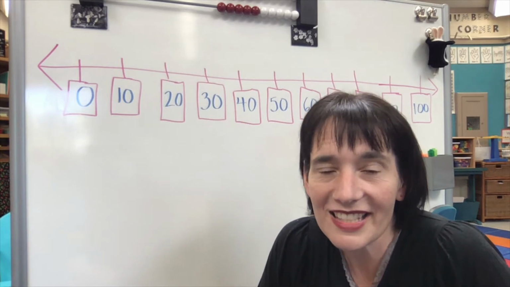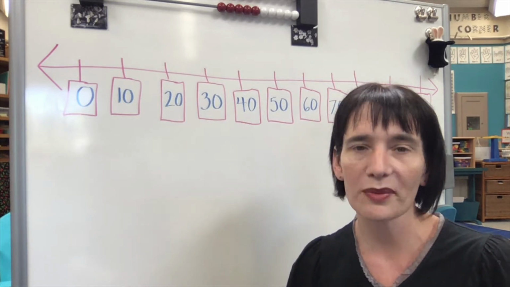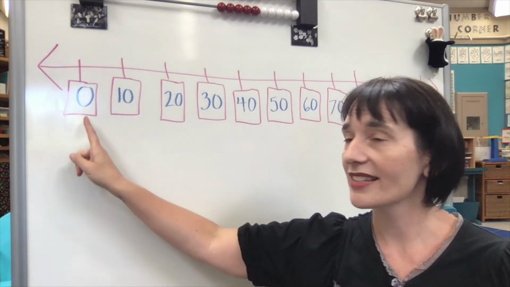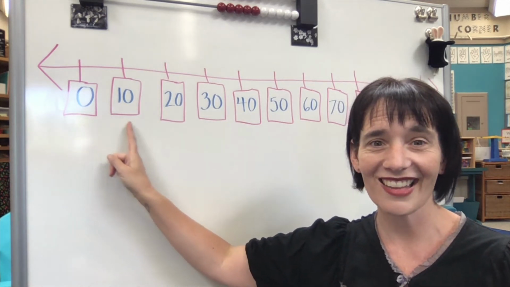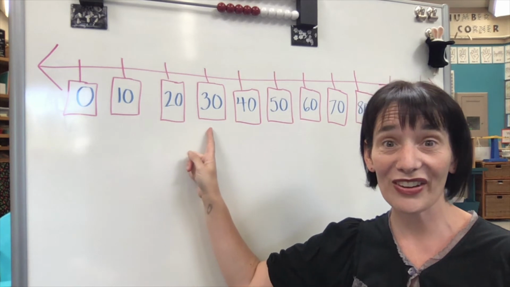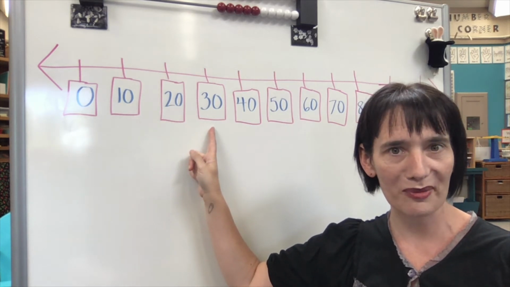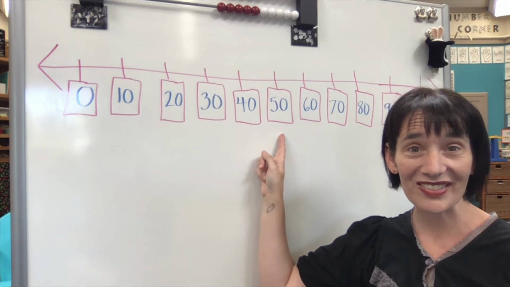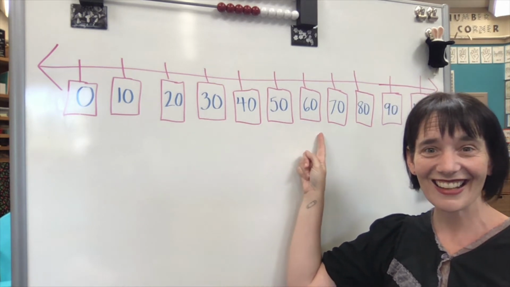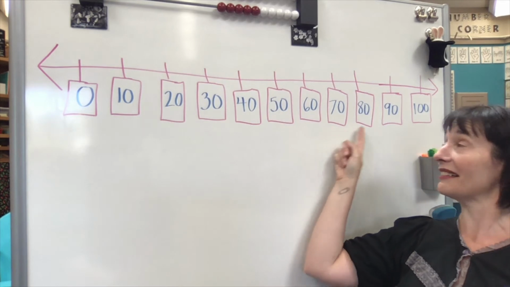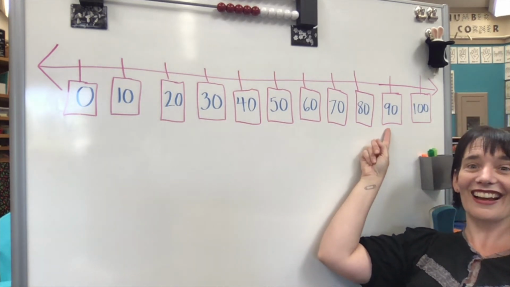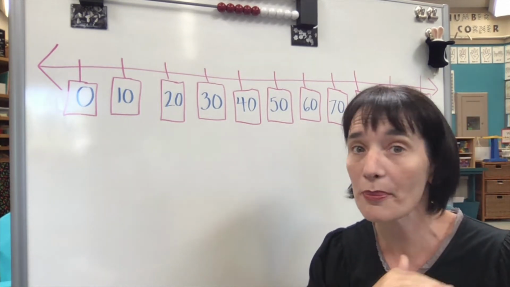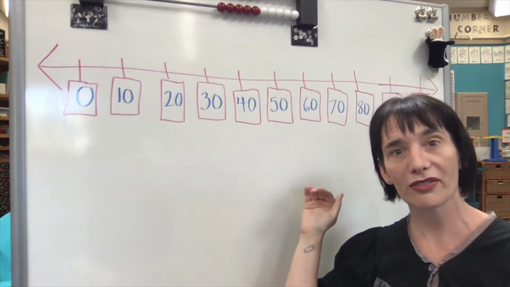All right, let's go ahead and play counting by tens. We're going to start off with the basic version of this, which goes like this. 0, 10, 20, 30. Are you counting with me at home? Keep going. 40, 50, 60, 70, 80, 90, 100. So that's the basic version of counting by tens going forward.